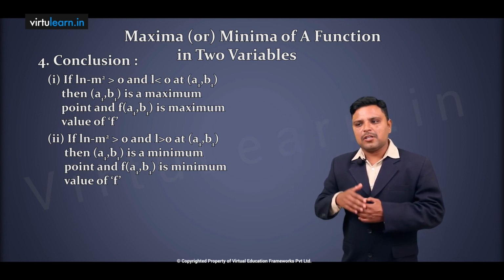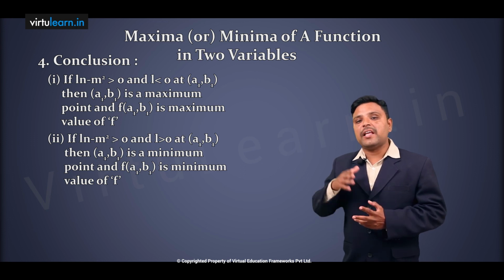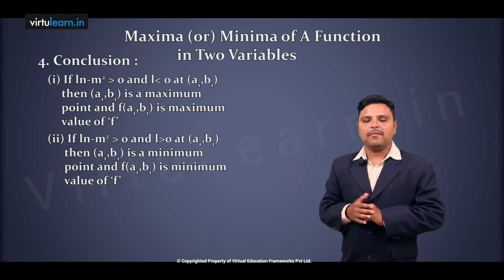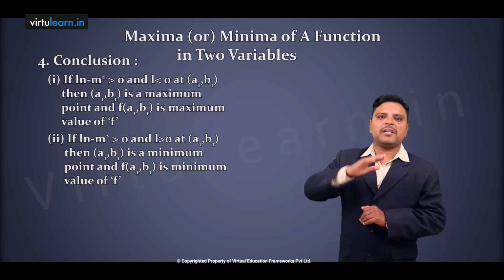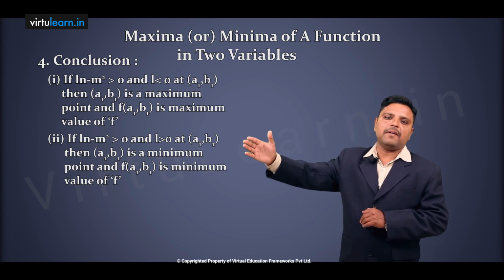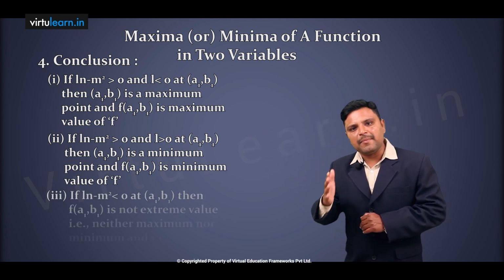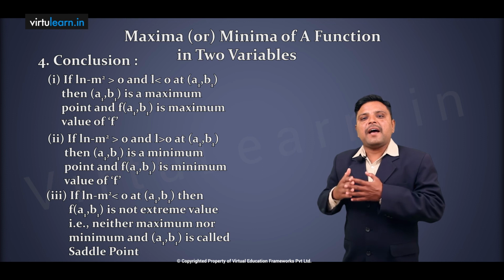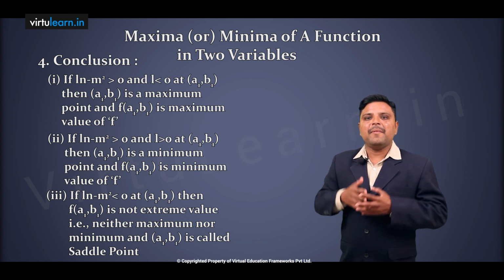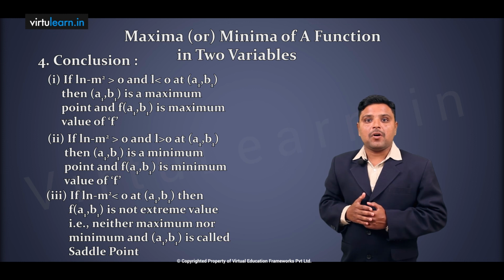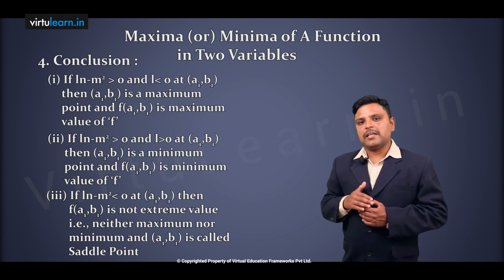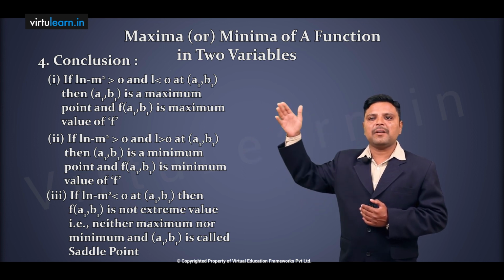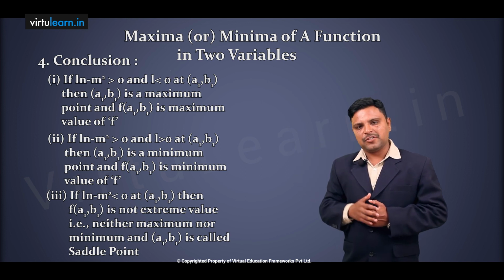Next, third case. Suppose ln minus m square is less than 0 at (a1, b1). Now, no need to calculate the l value. When should I calculate the l value? If ln minus m square is greater than 0, then only you go for the l value. Now, in the third case, ln minus m square is less than 0 at (a1, b1), then f has neither maximum nor minimum at this point, and this special point is called a saddle point.